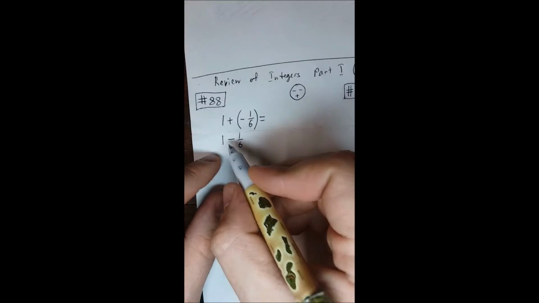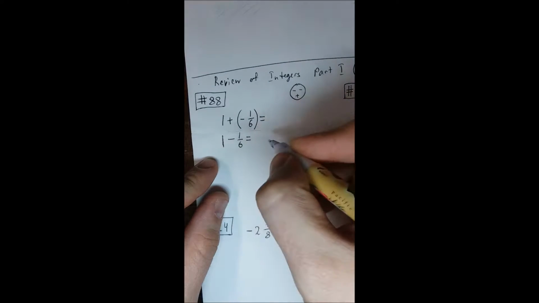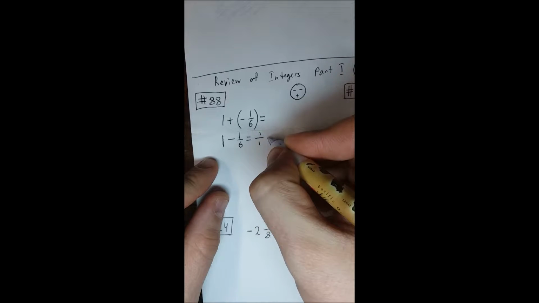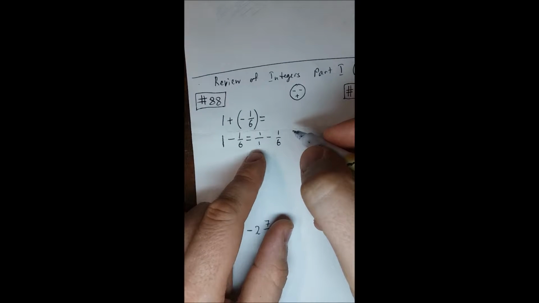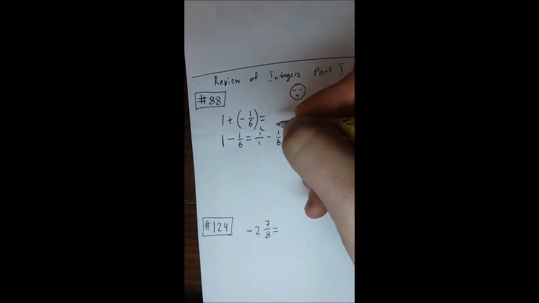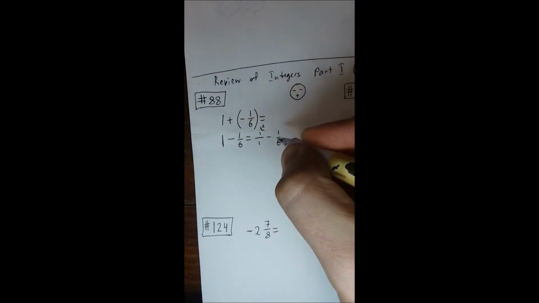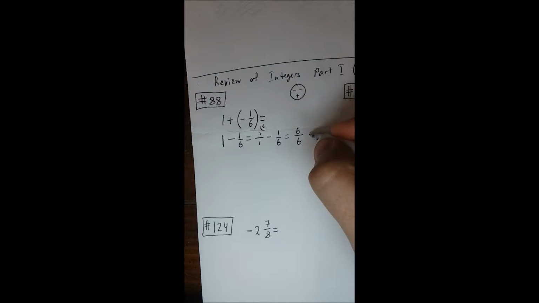Cannot do anything with that because this is not written as a fraction. So we're going to go equal sign, and I'm just going to continue this line right here. It's going to be 1 over 1 minus 1 over 6. We need to make sure denominators are the same. So what I do is I multiply this fraction by 6 over 6. So 1 times 6 is 6. So 1 over 1 is the same thing as 6 over 6 minus 1 over 6.